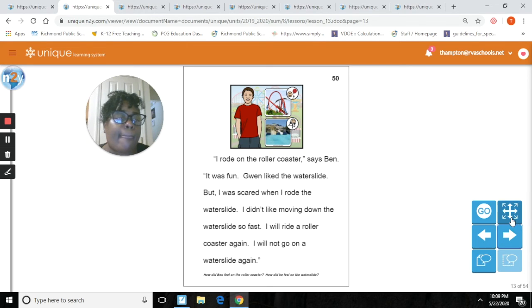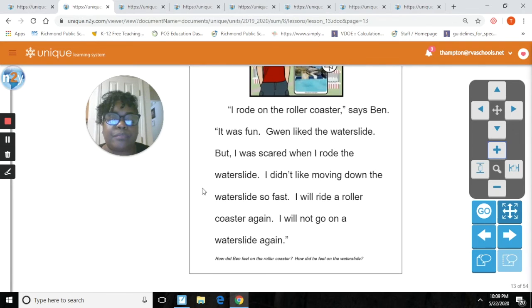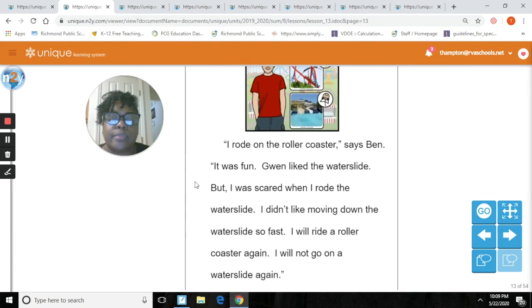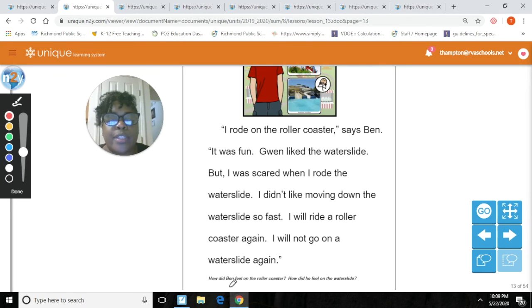Okay? So let's see what our focus question says here at the bottom. Now, how did Ben feel on the roller coaster? How did he feel? And it says, how does he feel on the water slide? So whenever you're answering a question, you're looking for that keyword. You're looking for Ben and how he felt. So here's Ben. Now, what ride did he ride on? He says, I rode on what? The roller coaster. And how did he feel about it? He said it was fun.